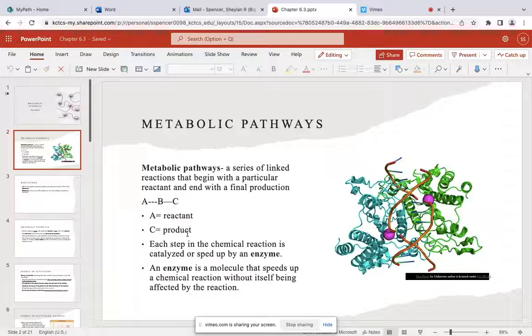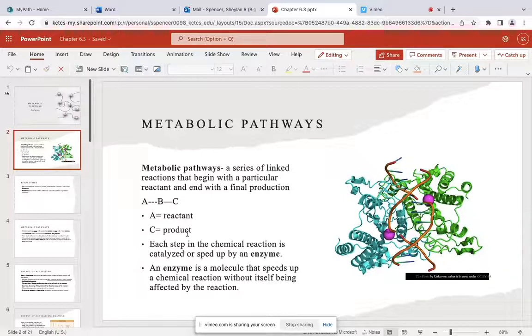So each step in the chemical reaction is catalyzed, or sped up, by an enzyme, and that's important to know. If you remember from our previous section, what did we say an enzyme was? Exactly, it's a type of protein. An enzyme is a type of protein that can be used for chemical reactions. They help these metabolic pathways. It speeds them up. That's important to know.